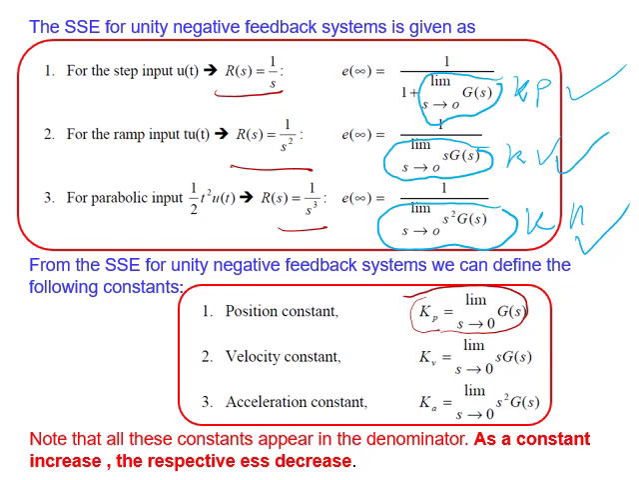Of course, sometimes we can rewrite these equations. I think it's shown in the next slide. This can be written as 1 over 1 plus Kp. This can be written as 1 over Kv, and this can be written as 1 over Ka.